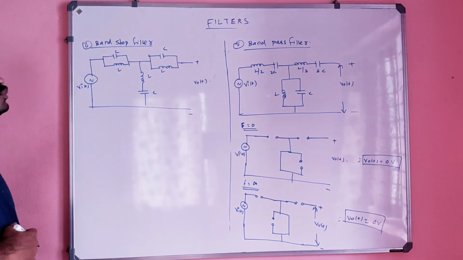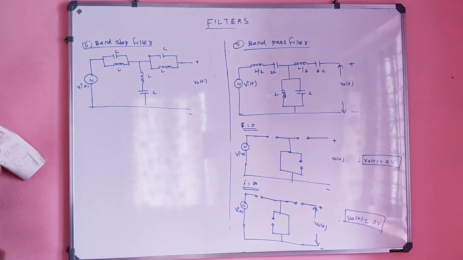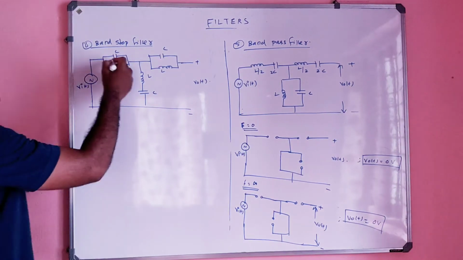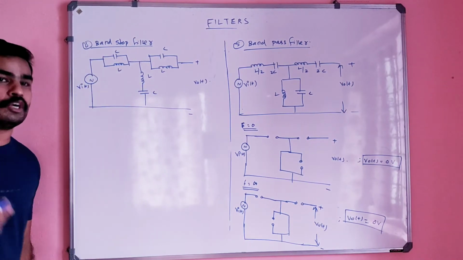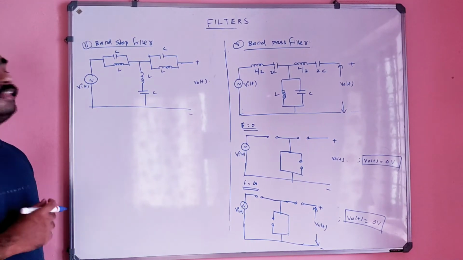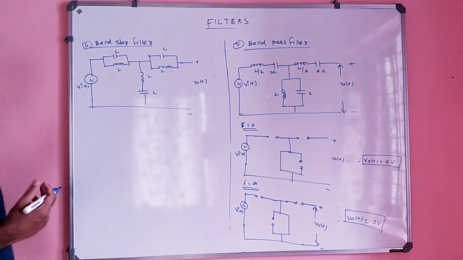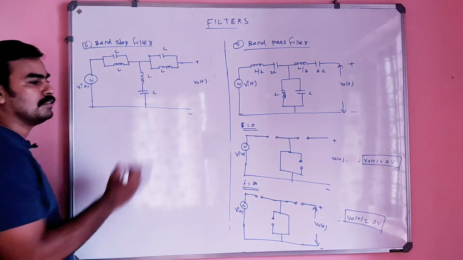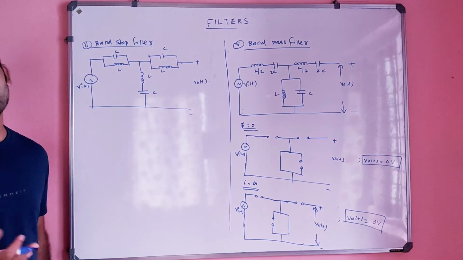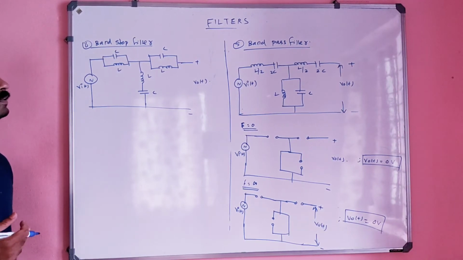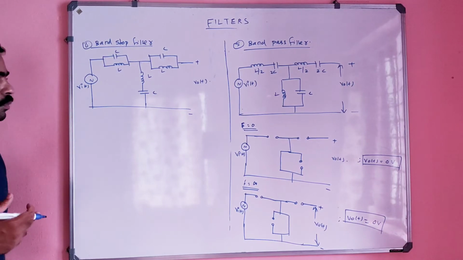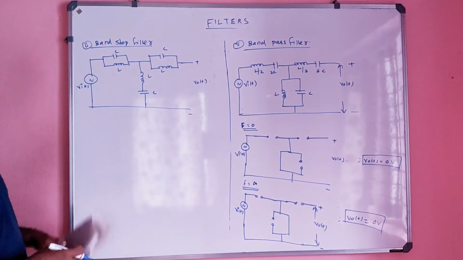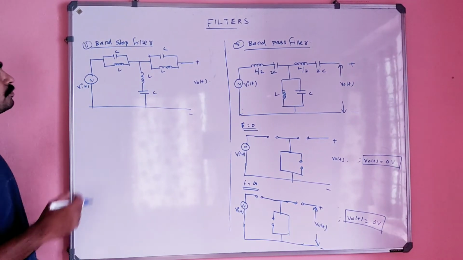Okay, band stop filter. Here you can see 1, 2, 3, three LC combinations, right? So definitely it will be a third order filter. If you do the transient analysis for this, definitely the transfer function contains an S cube like parameter, right? Okay, that's not our concern. So what is the meaning of this band stop filter?